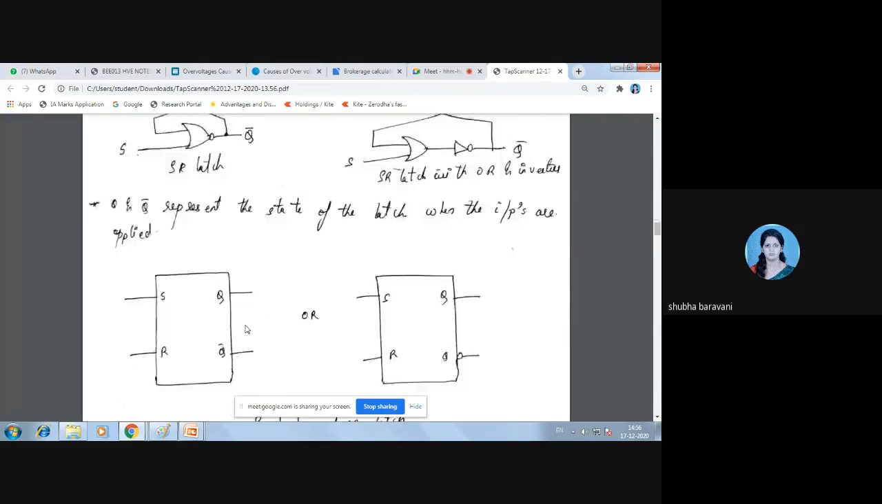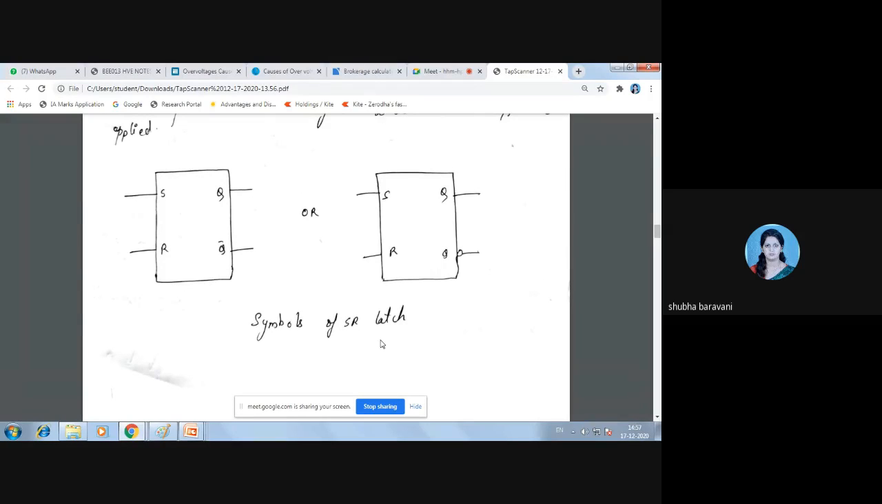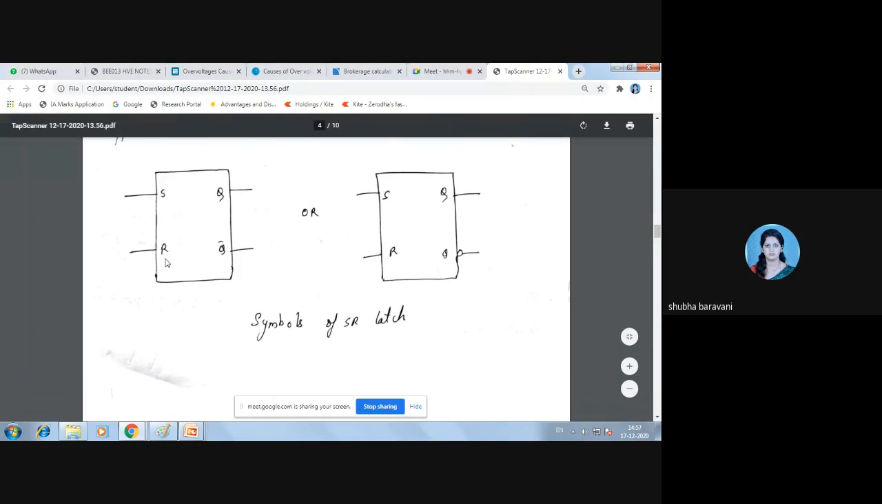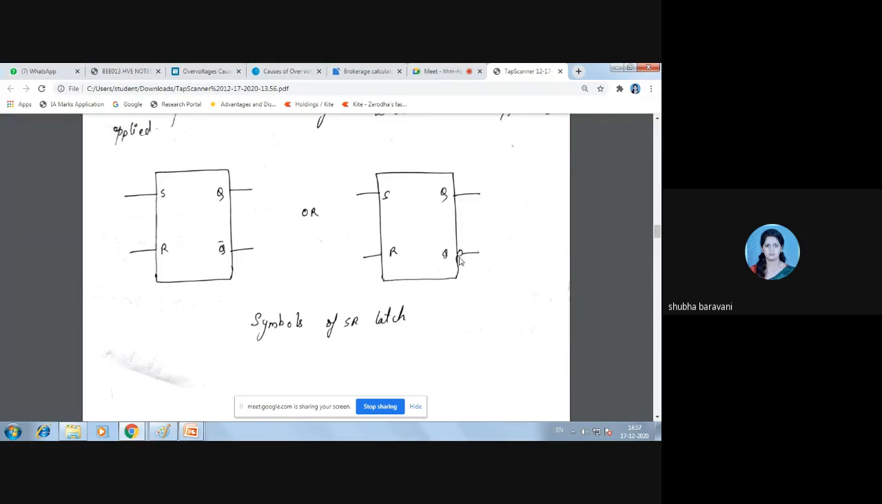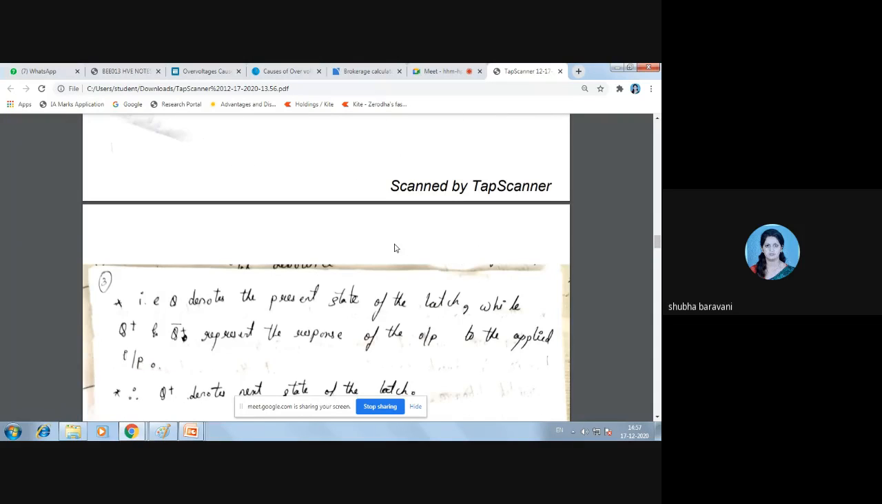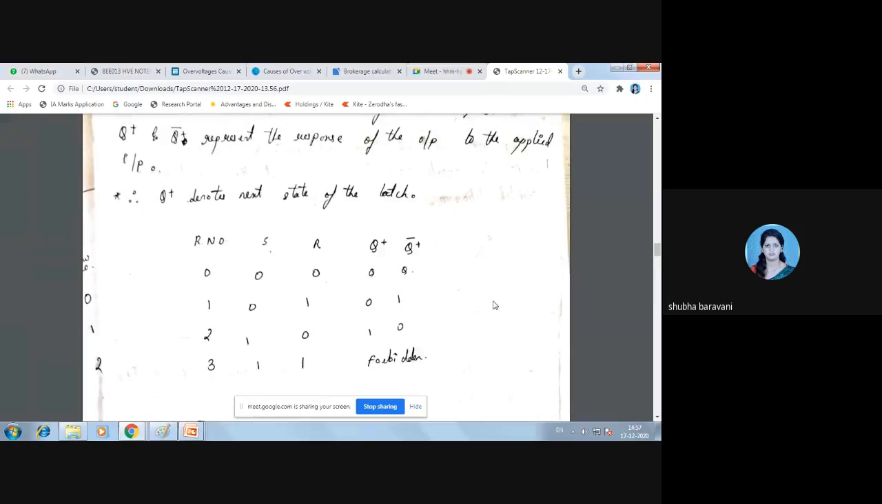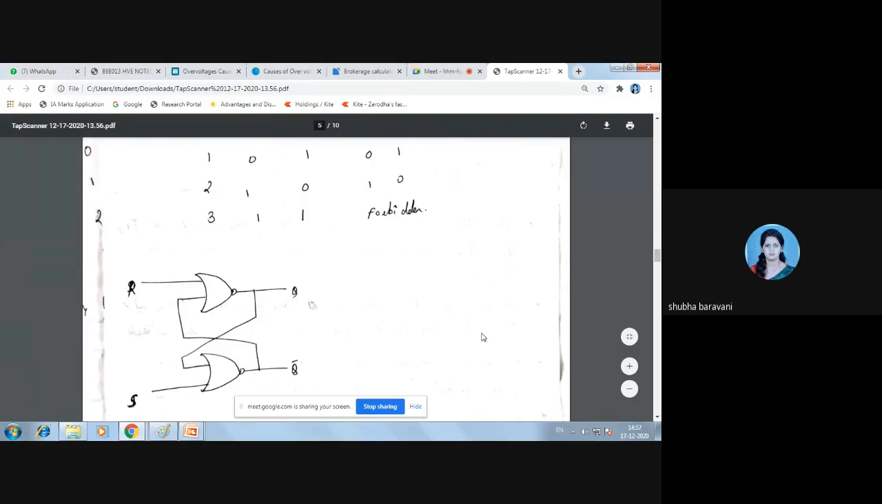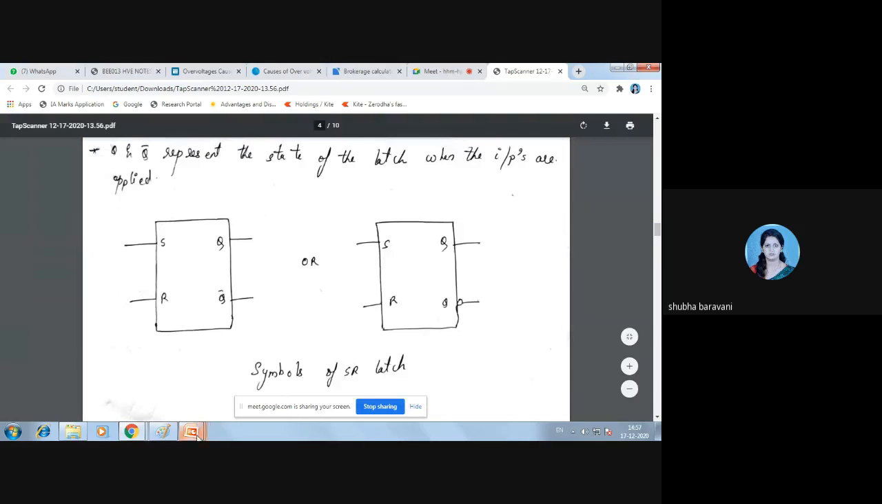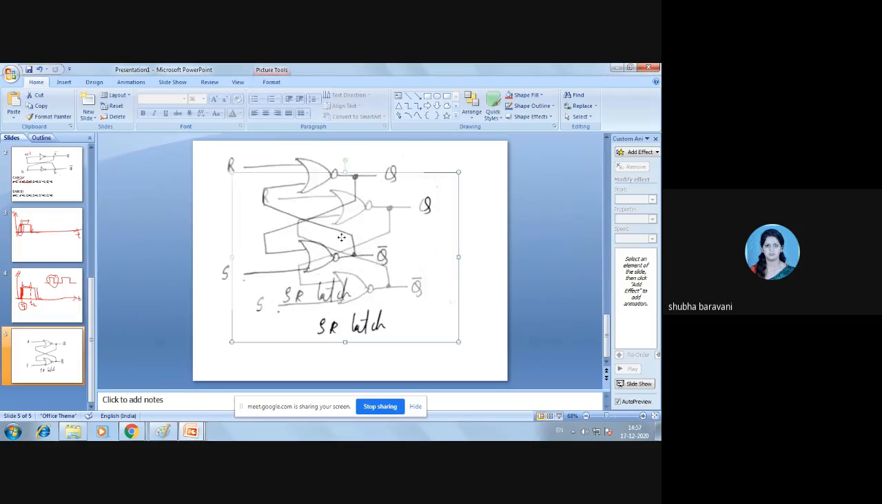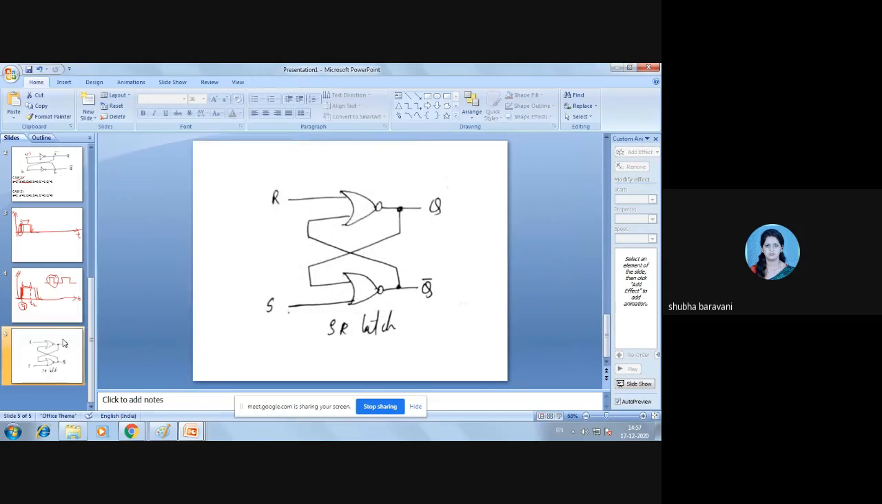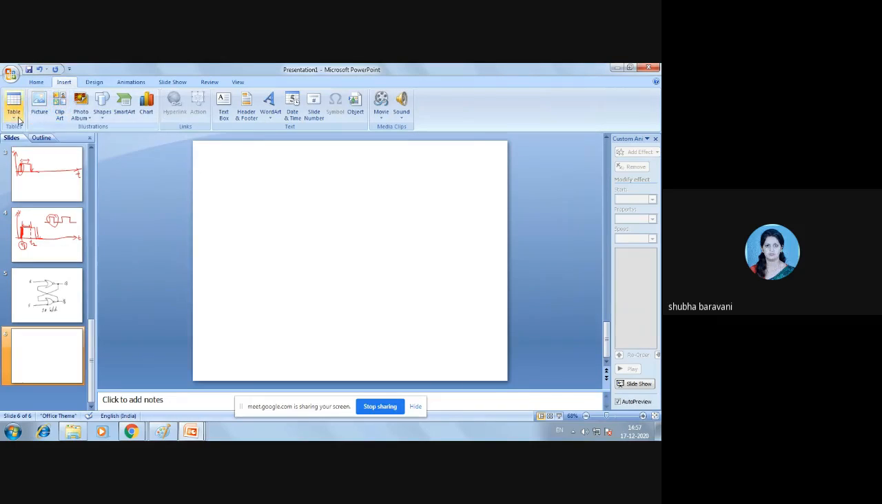Now you can see this is a symbol of SR latch. Okay? S, R are my inputs, Q and Q bar are my outputs. This is another way of representing SR latch. S and R inputs, Q and Q bar. See, I have put a note. So Q and Q bar are my two outputs. Right? And this is my truth table. Okay, so let me explain to you the SR latch, how it works. This is my SR latch. So I'll put a truth table here.